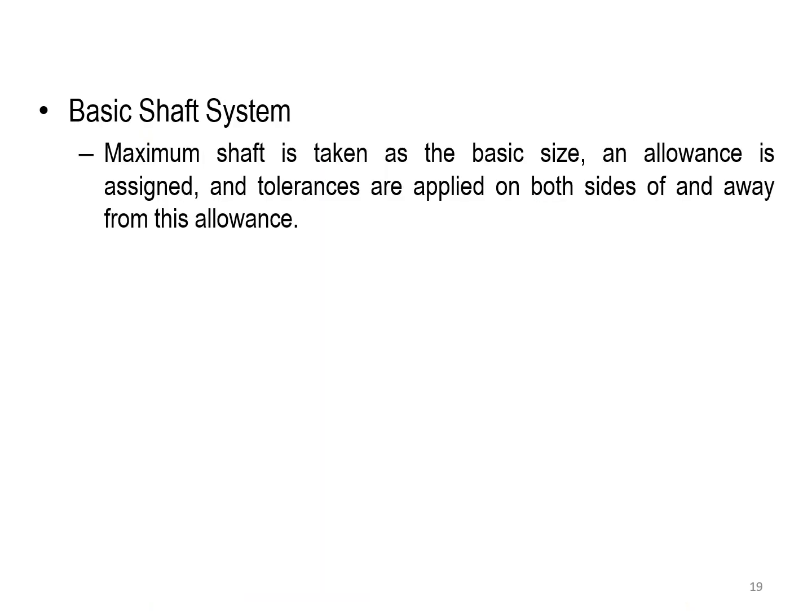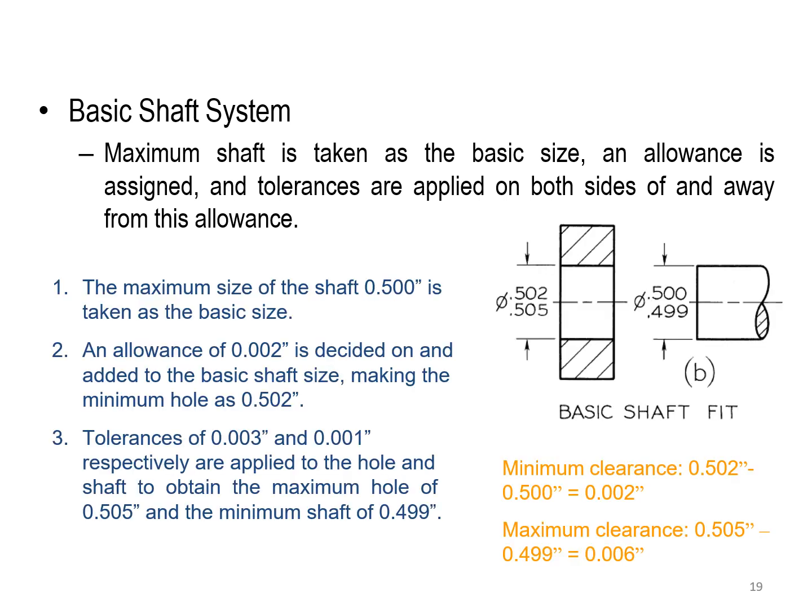So the basic shaft system is where the maximum shaft is taken as the basic size, an allowance is assigned, and the tolerances are applied on both sides of and away from this allowance. In this example, like the previous one, the maximum size of the shaft, 1/2 inch, is taken as the basic size. The allowance of 2/1000 of an inch is added to the basic size of the shaft, making the minimum hole 0.502 inches. The tolerances of 3/1000 and 1/1000 of an inch respectively are applied to the hole and the shaft to obtain the maximum hole of 0.505 inches and the minimum shaft of 0.499 inches.